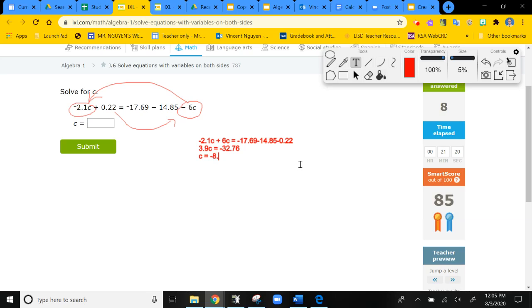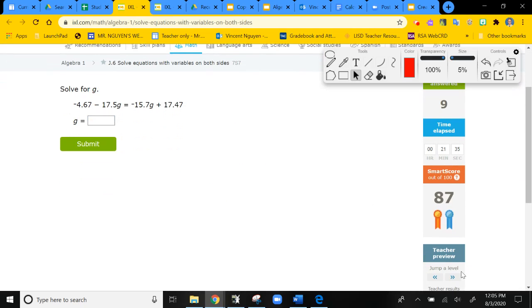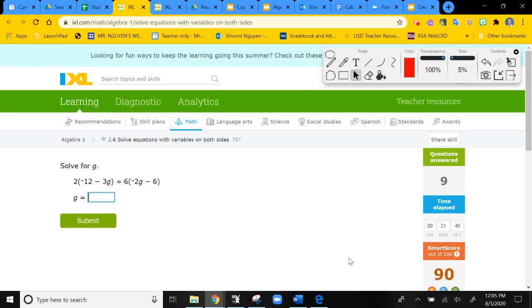Okay. So I'm going to type in my answer here: negative 8.4. And hopefully I didn't make any silly mistakes. Yay, wonderful. Okay, let's jump level so we can get to the challenge zone. There we are. I can't jump anymore.